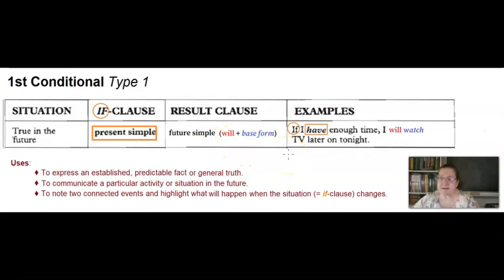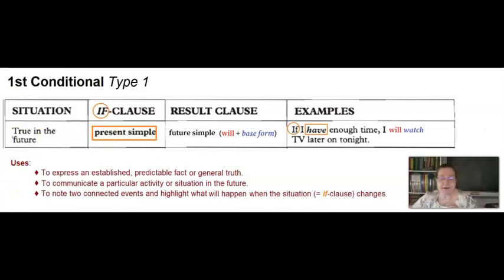Have a look at this example here. If I have enough time, I will watch TV later on tonight. Now, will watch, yes, it is the future, but it actually expresses a willingness, and the degree of certainty is certainly not as strong as when we use the present simple in the type 0.